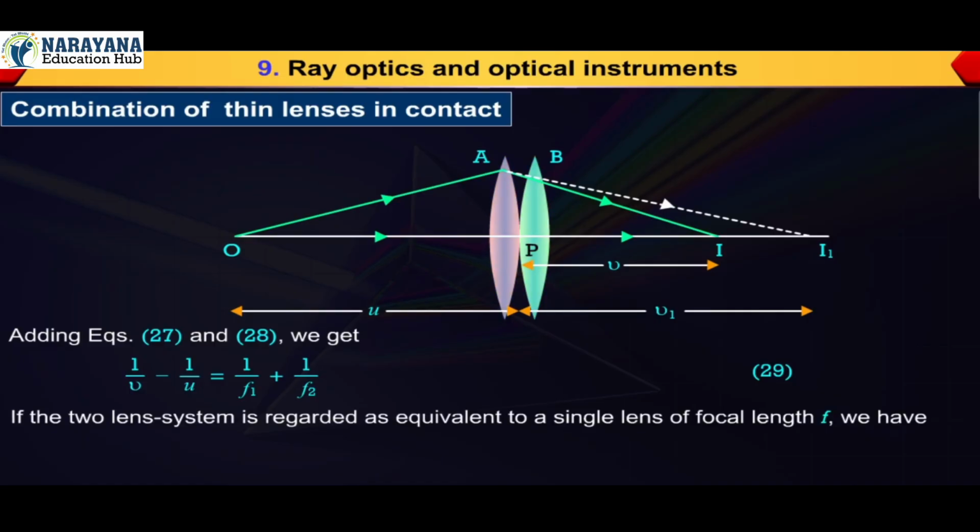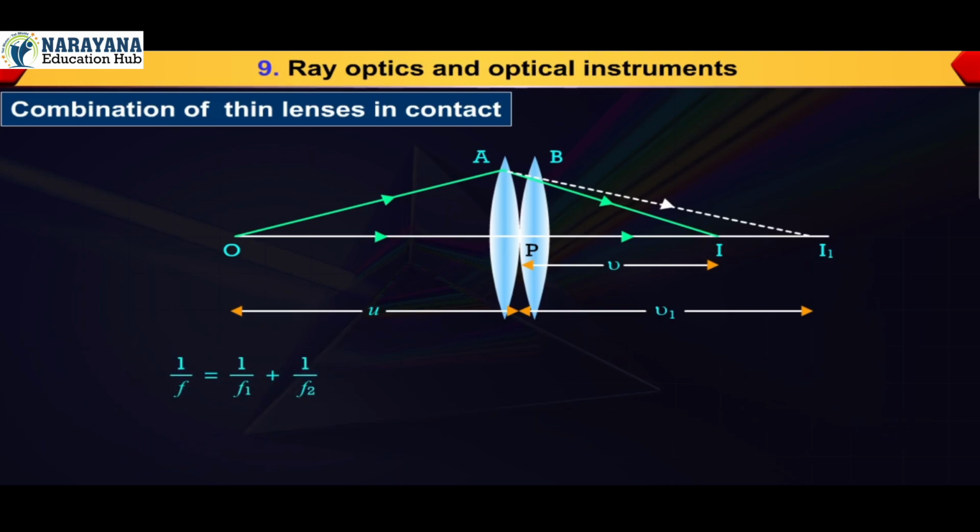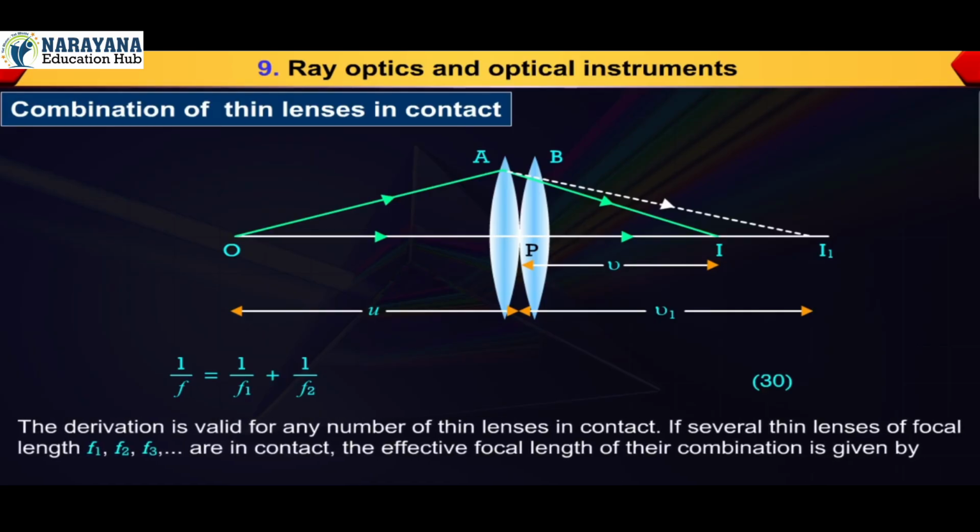If the two-lens system is regarded as equivalent to a single lens of focal length f, we have 1/v − 1/u = 1/f, where 1/f = 1/f1 + 1/f2. Equation 30. The derivation is valid for any number of thin lenses in contact.